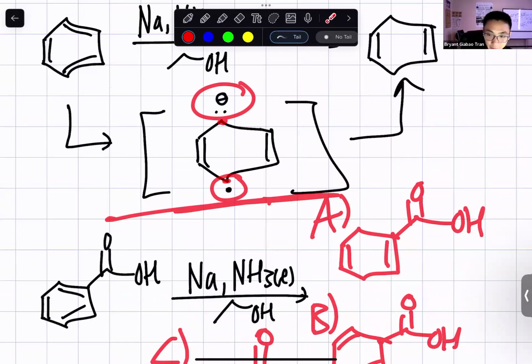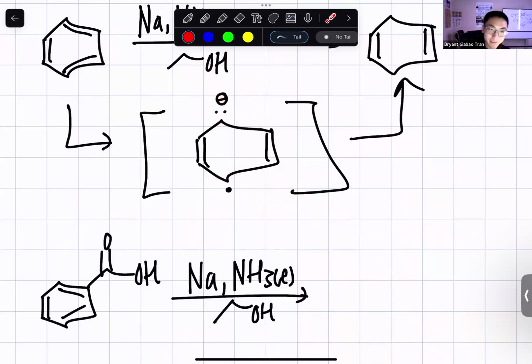Would an EDG or EWG stabilize this negative charge? Like, let's say we have an EDG or EWG on that negative charge to make it more stable. Wouldn't an electron withdrawing group stabilize it? Yeah, an electron withdrawing group would stabilize it because it's going to withdraw those electrons and make it more stable, right? It's able to be more delocalized. It could have more room for resonance.